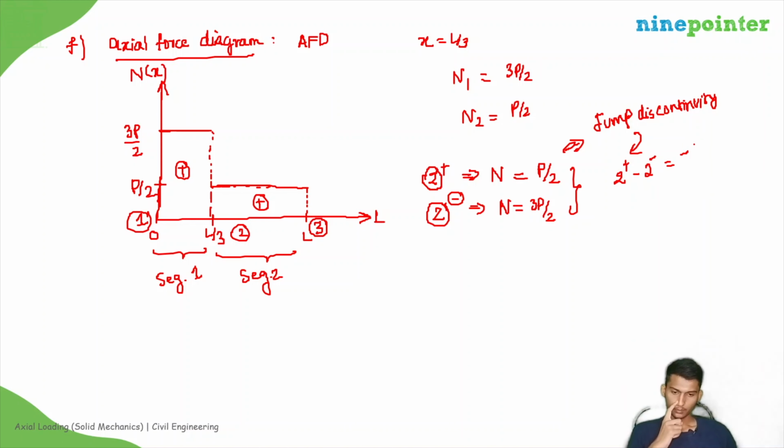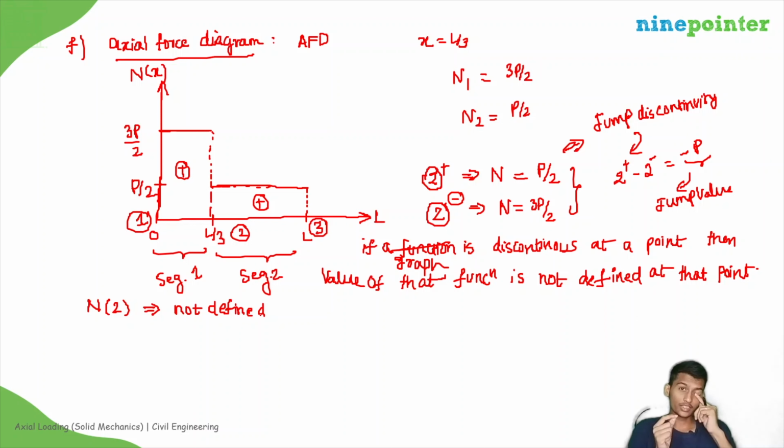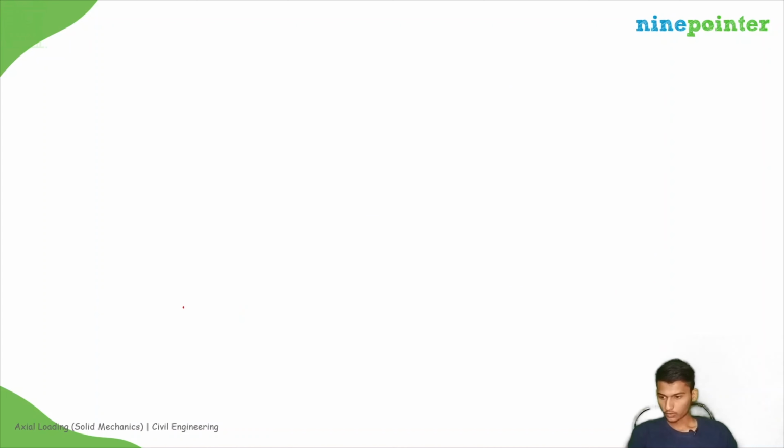Okay, means f of 2, means N exactly at 2, is not defined, because at 2 plus the value is P by 2 and at 2 minus the value is 3P by 2. So just at 2 a transition is occurring from 3P by 2 to P by 2. So the value at 2 is not defined. Okay, this is from basic math. So this is the axial force diagram. Now we will go to the axial displacement diagram.